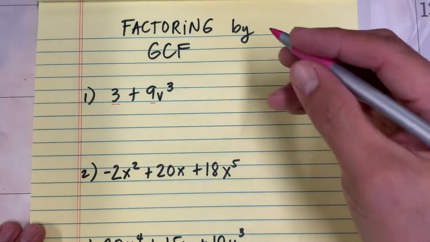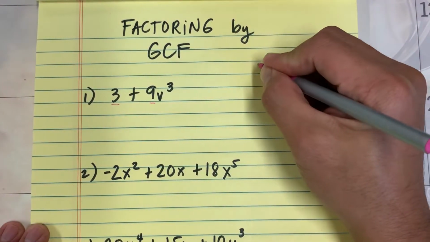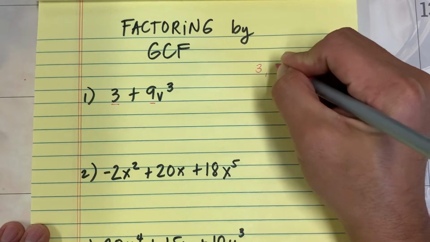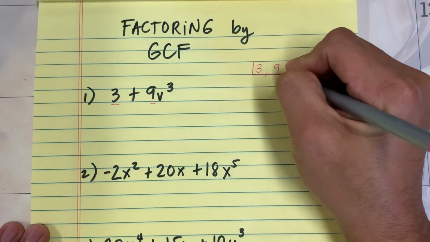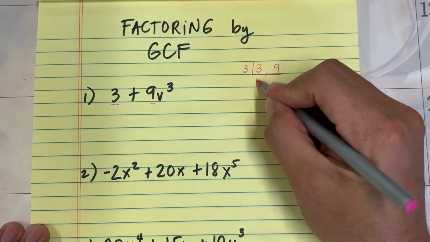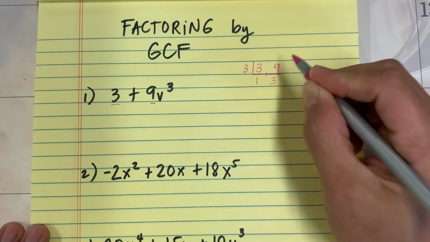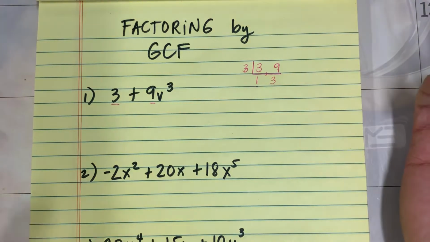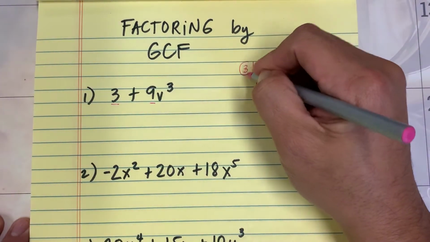There are several ways of doing this one. In middle school, they teach you the ladder way, 9 and 3. What's common between 9 and 3? It's just going to be 3. 3 divided by 3 is 1. 9 divided by 3 is 3. What's common between 1 and 3? Nothing more except 1, so the GCF is 3 there.